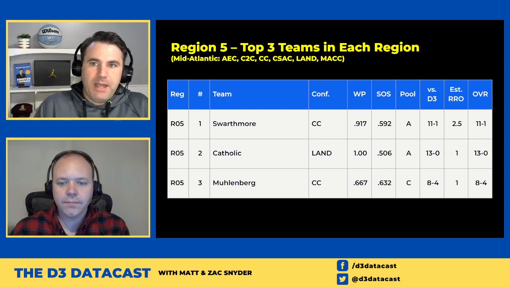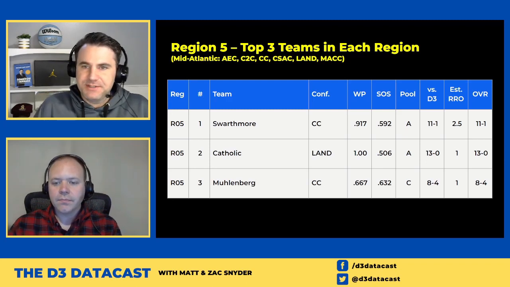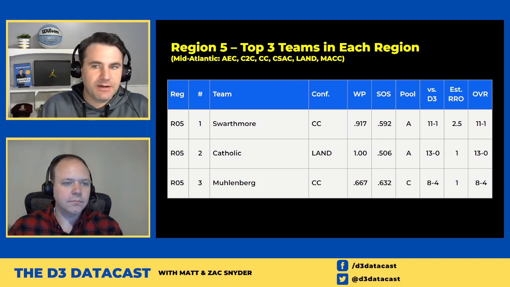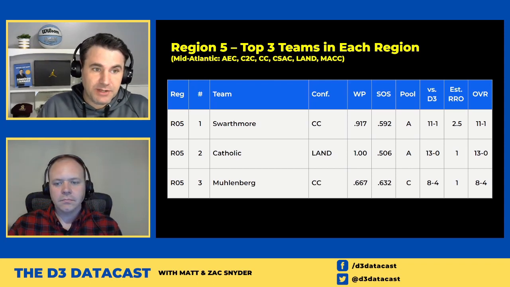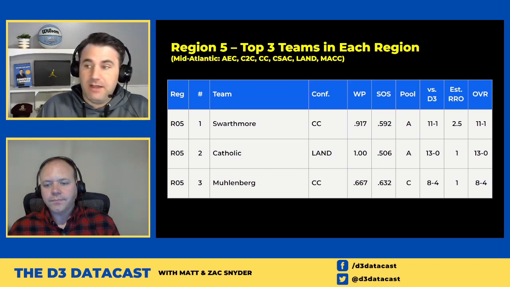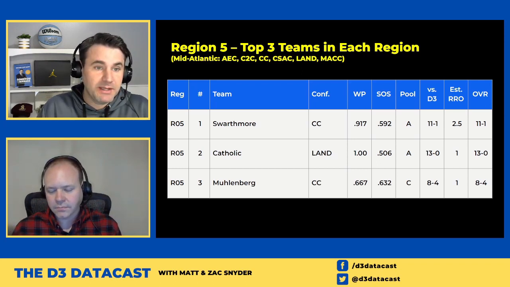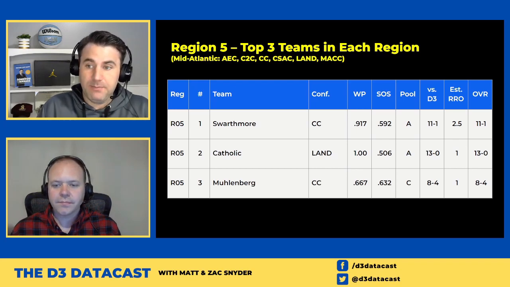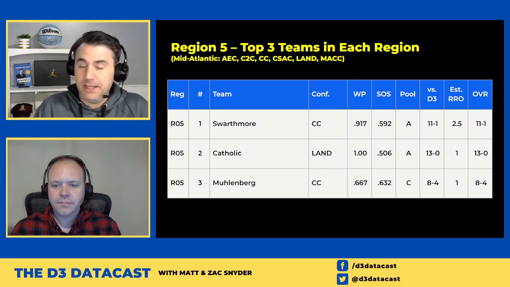All right, we're going up ahead to Region 5. This is, I think, largely the old Mid-Atlantic region. You can see the conferences there as well. I think clearly on top of this region for me was Swarthmore. .917 winning percentage, .592 strength of schedule. That's going to be very good. That puts them very well into the hosting mix. Maybe they're going to be in the top 4 mix as well. See how they perform through the remainder of Centennial Conference play.